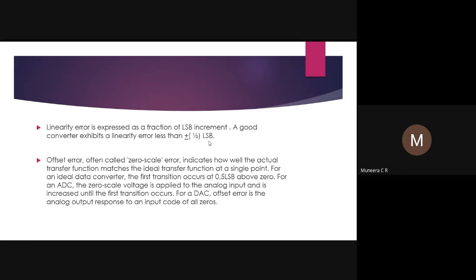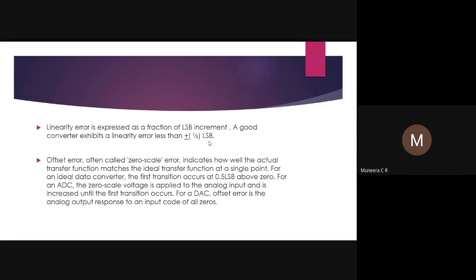Next specification is offset error, often called zero scale error. It indicates how well the actual transfer function matches the ideal transfer function at the center point. For an ideal data converter, the first transition occurs at 0.5 LSB or above. If the input is greater than 0.5 LSB from 0, then there is an output change from 000 to 001.